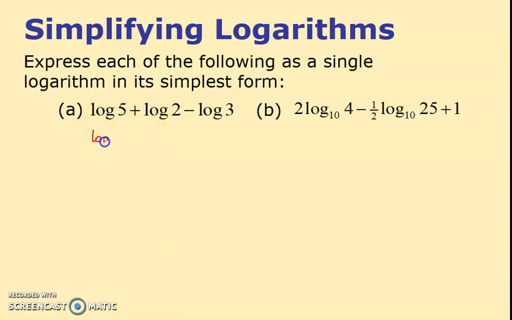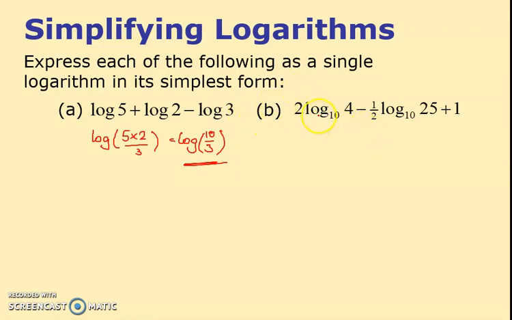So this becomes log, and I'm going to do 5 times 2 because it adds, that's my rule. But it says minus log 3, so I can actually do over 3 because a minus is the same as divide. So I think this is the log of 10 thirds. It's not very nice, but it's a single logarithm. I think that's right. Now what am I going to do here?